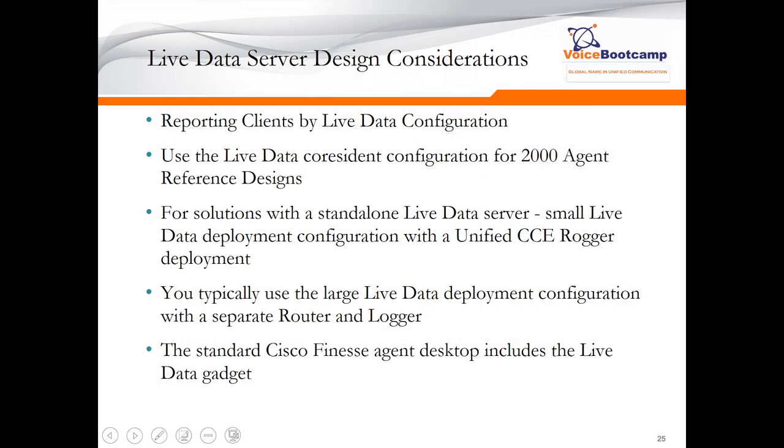Live data server, which is basically part of CVP reporting, where any event between the PG and a router will be captured and sent to the live data reporting server, which could be co-resident with Unified Intelligence Center, which is your reporting server, or it can be a dedicated box. It is designed to be co-resident with 2000 agents. You can typically use the large live data deployment configuration for a separate router and logger.